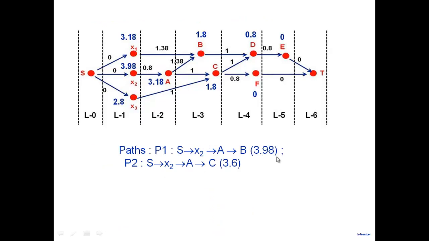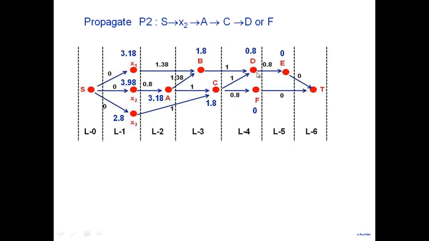So now propagate the first one, A to B. If you propagate A to B, there's B to D, D to E, and there are no choices after that. So the first one you can propagate here, and it becomes a complete path, 3.98. That's one path now. Take the second option, S to X2 to A to C. At C, you will again get an option of D or F. Now, how do I choose? Again, compute the esperance of this partial path. Calculate that. Let's do that.